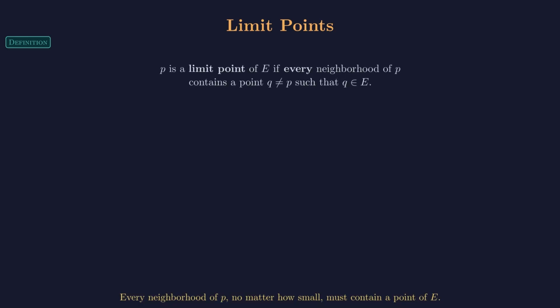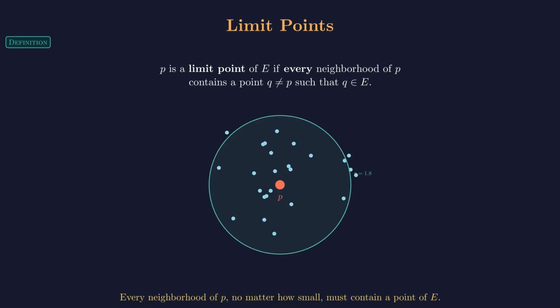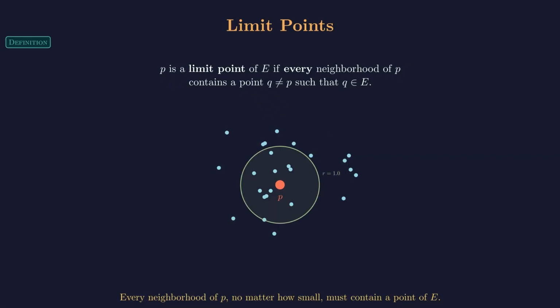A point P is called a limit point of E if every neighborhood of P, no matter how small, contains at least one point of E different from P. Look, as the radius shrinks, there are always points of E trapped inside. You can never escape them.